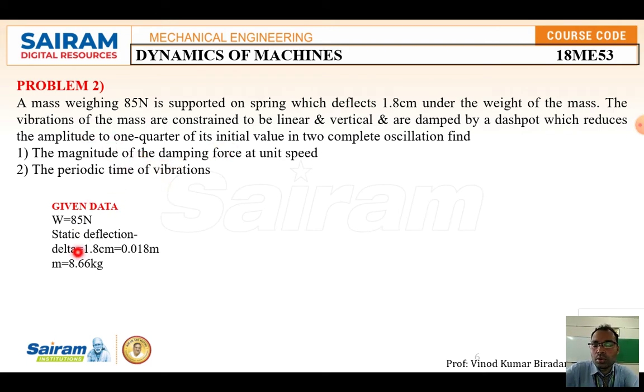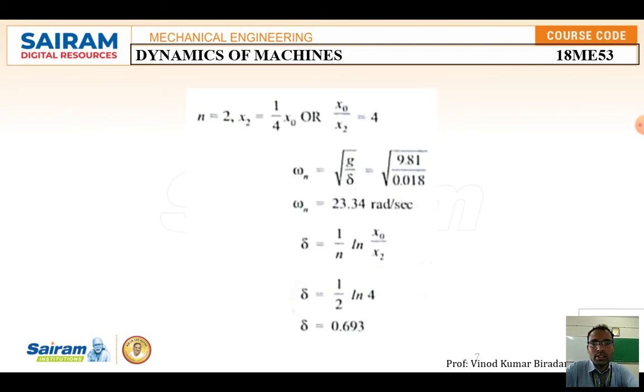Okay, note down the given data here: weight is equal to 85 newton, static deflection 1.8 centimeter, you have to convert into meter by dividing by 100, so 0.018 meter, and mass is equal to 8.66 kg. So this is the given data, and with the help of these quantities we need to calculate the answers.